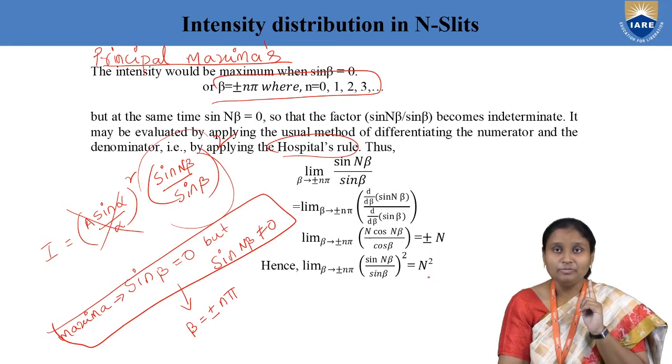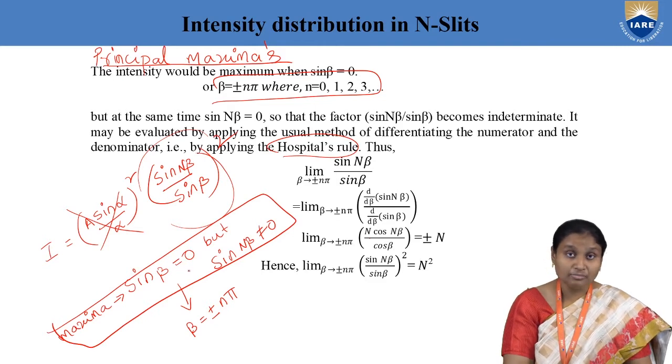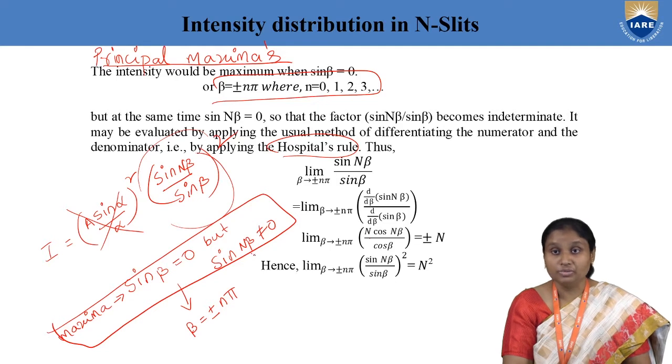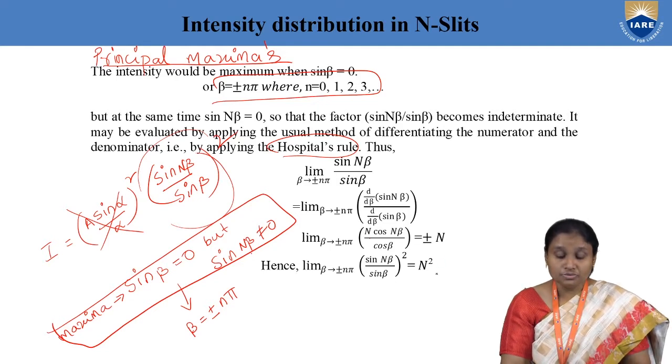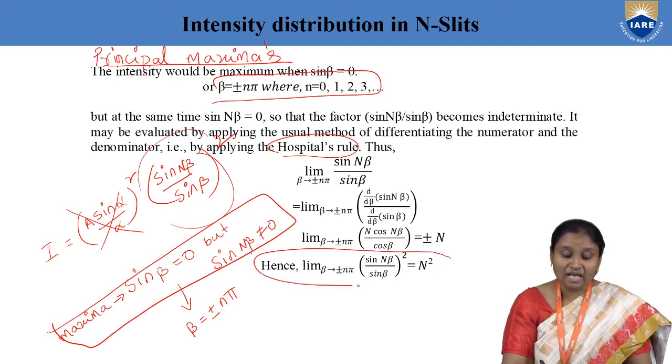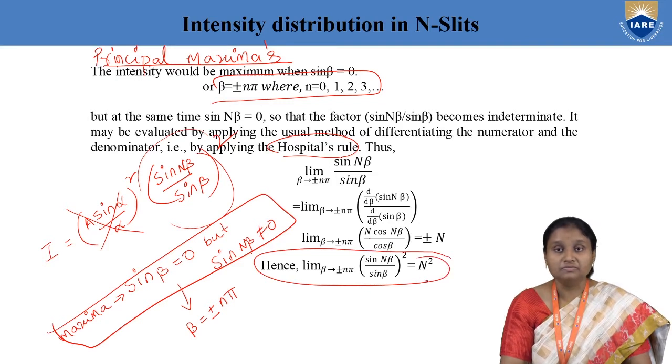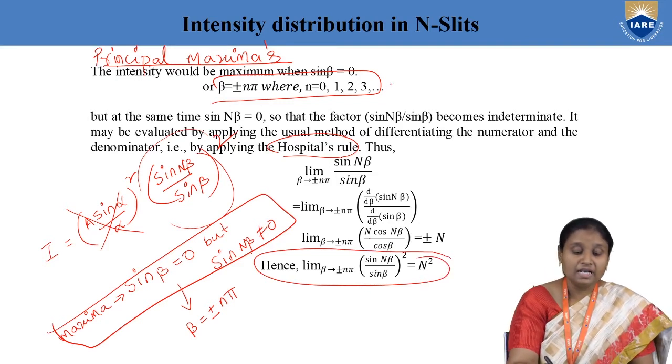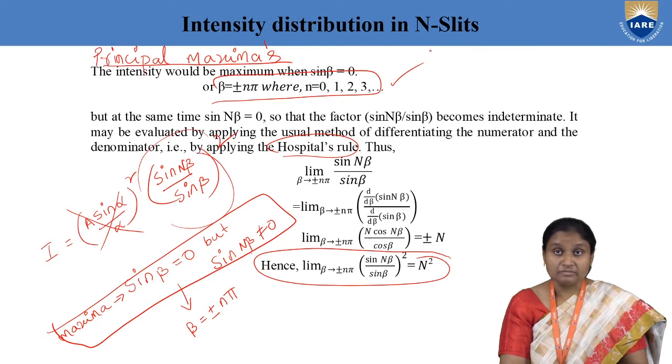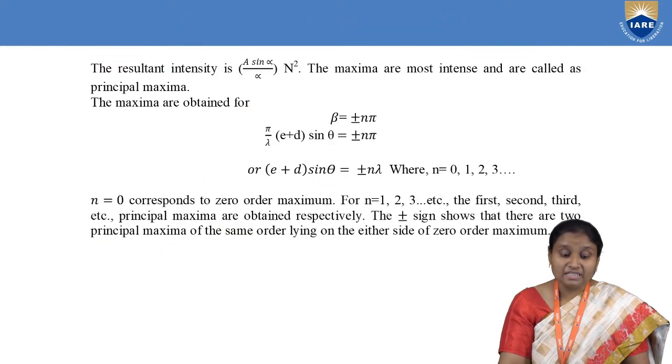So intensity will be maximum if I take sin β to be 0, but at the same time sin nβ should not be equal to 0. So according to L'Hospital's rule, what is the value of maximum intensity? Maximum intensity will be n square. So this is the condition for getting principal maxima, and here plus or minus is there.